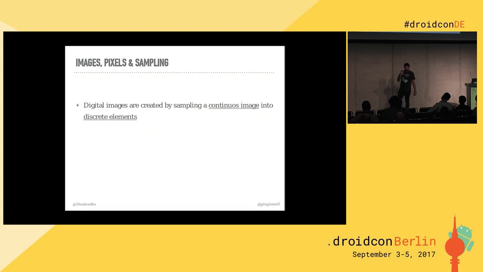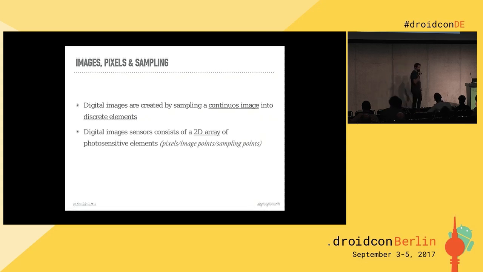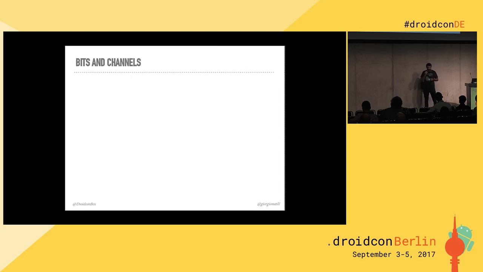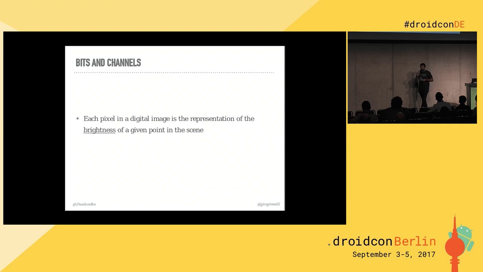So digital images are created by sampling a continuous image into discrete elements. And what happens is that every sensor consists of a two-dimensional array that is dealing with a three-dimensional space. So that's the magic that is happening through a camera. The number of samples in an image limits the objects that can be distinguished, of course, because the fewer bits you have, the less information you have. But a bit and a channel are very, very related to each other.